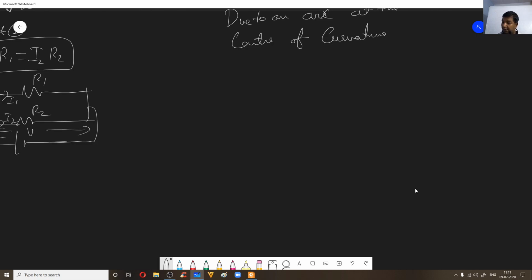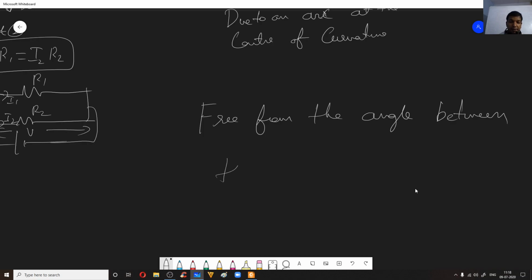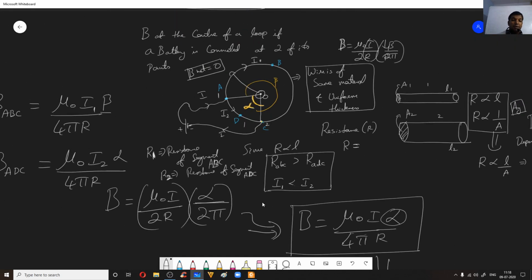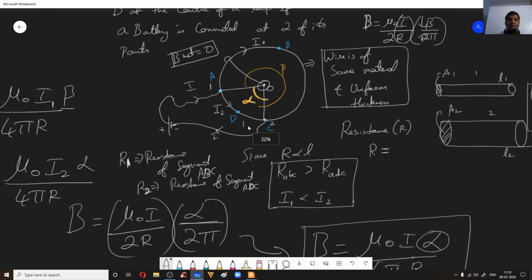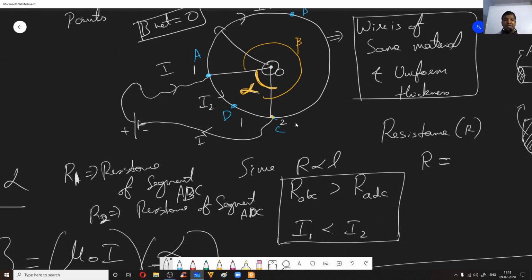Yeah, finally what you can conclude is, you can say the net magnetic field is 0 and it is free from the angle between the connections, okay. So no matter how you connect these terminals to the 2 points on the loop, you will still find the net magnetic field at the center to be 0.